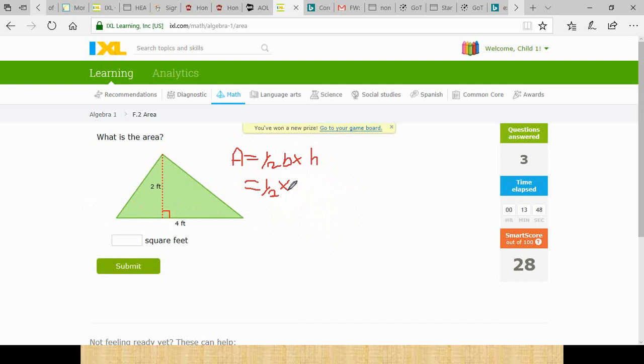2 feet. No, this is the height. You're not following. I'm not sure if you're distracted. This is the base, where the triangle rests on whatever surface. The base is 4 feet. So this is the base of the triangle. This is the height of the triangle.